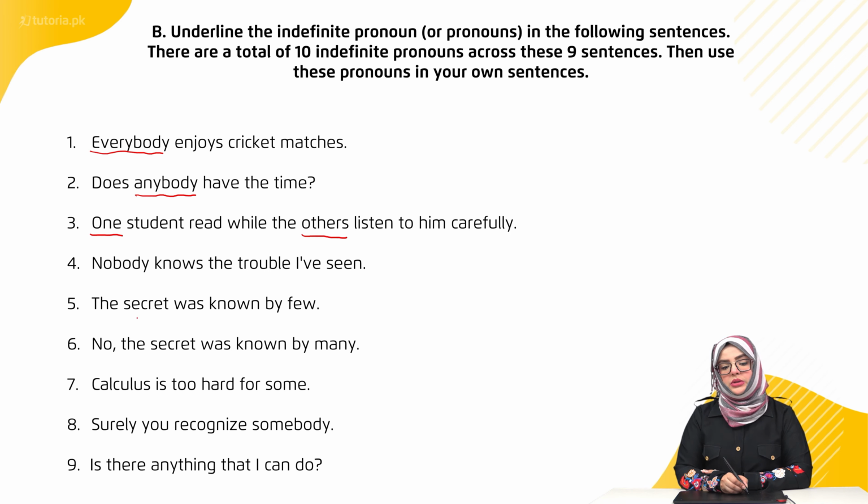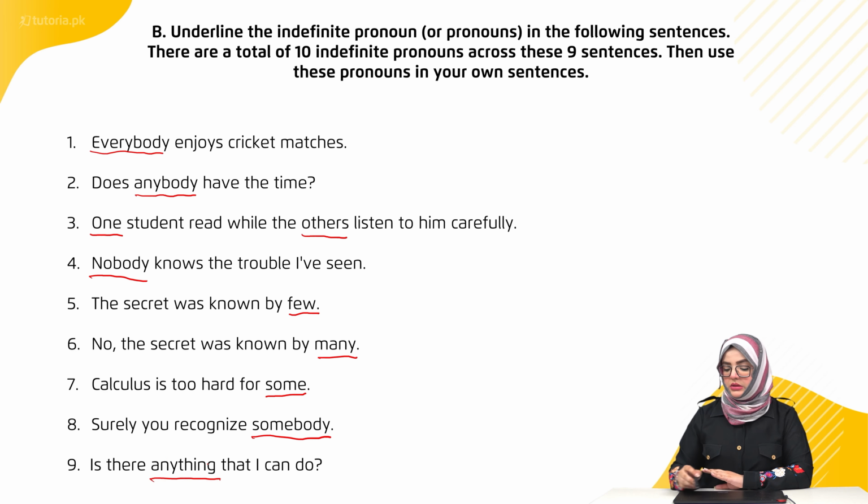Fourth is: nobody knows the trouble I have seen. Nobody is the pronoun. Fifth is: the secret was known by few. Few it is. Sixth is: the secret was known by many. Many it is. Seventh is: calculus is too hard for some. Some is our indefinite pronoun. Eighth is: surely you recognize somebody. Somebody it is. Ninth is: is there anything that I can do? Anything is our indefinite pronoun in this one.